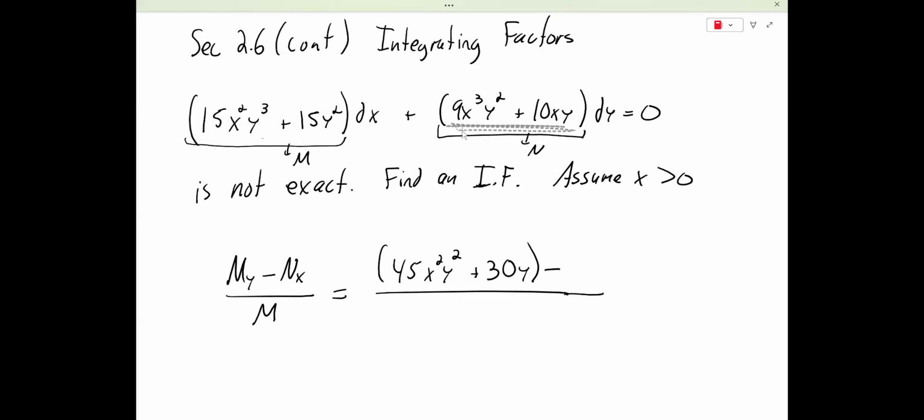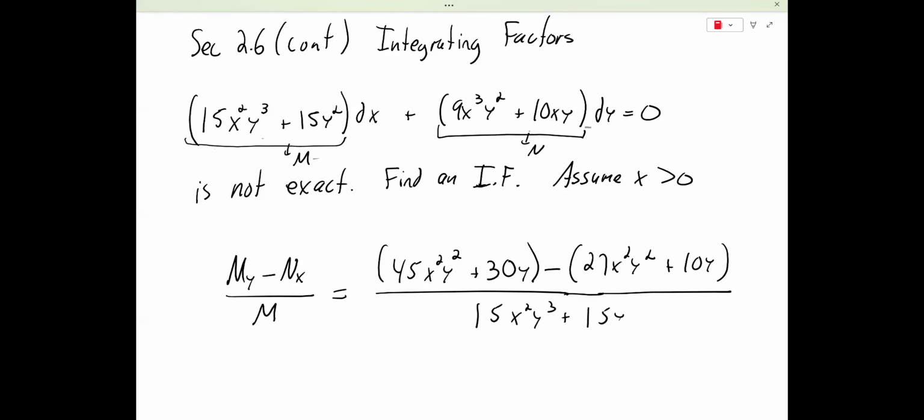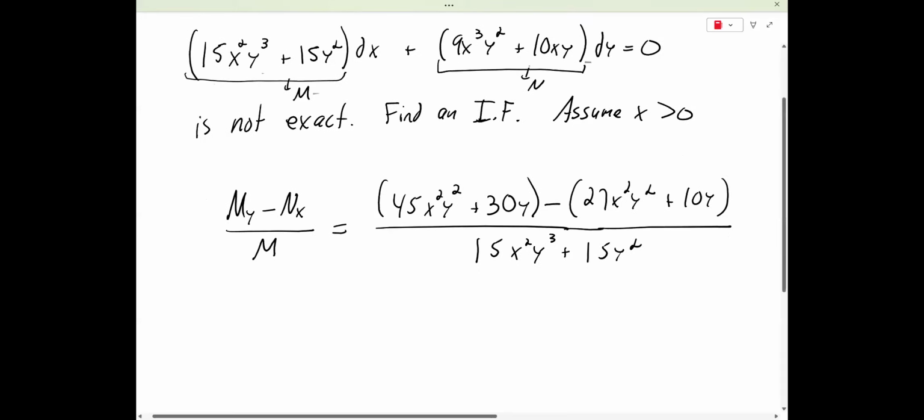Then minus the n sub x. So partial with respect to x would be what? That is 27x squared y squared. Yep. And then n sub x here would be 10y, so plus 10y. Good. All divided by m, which is this thing over here. Now what we're looking for, to find an integrating factor, is that this thing has to be a function of x only.